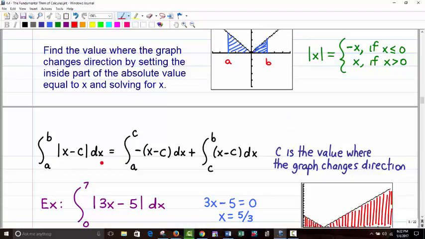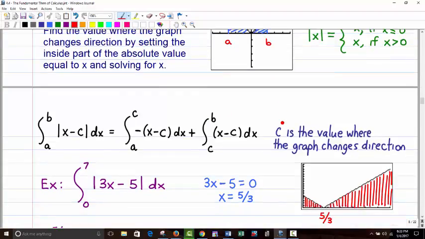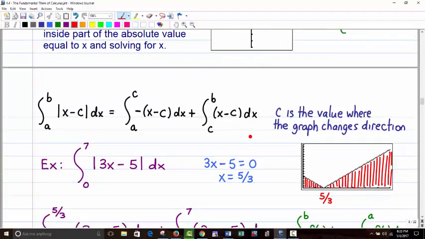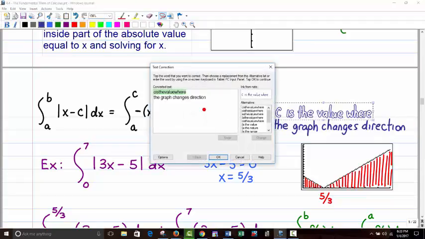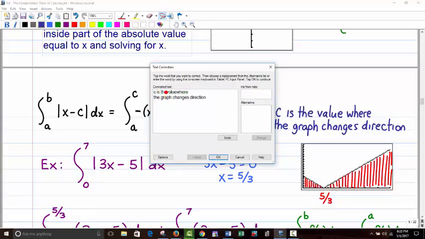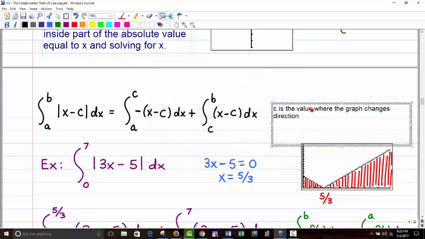And here's kind of the setup. So it'd go from A to C with the negative of the function, you drop the absolute value, and then from C to B. C is the value where the graph changes direction. And then we evaluate the two definite integrals separately and add them together. All right, so there's an example I have right below.